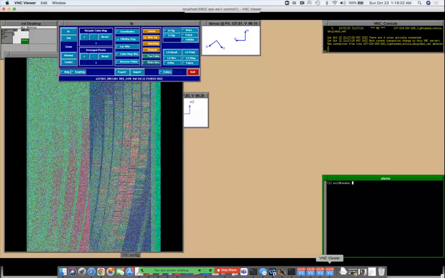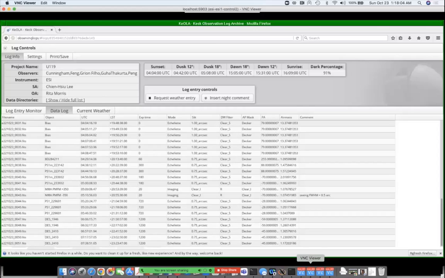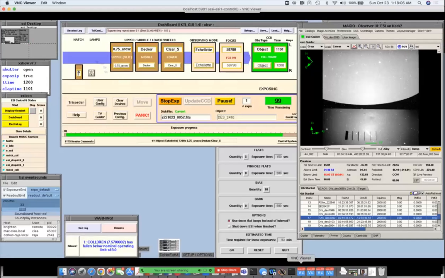At any point, if anyone has questions about what you're looking at here, or in this control window where we are controlling the instrument, please feel free to unmute and ask or put a question in the chat.